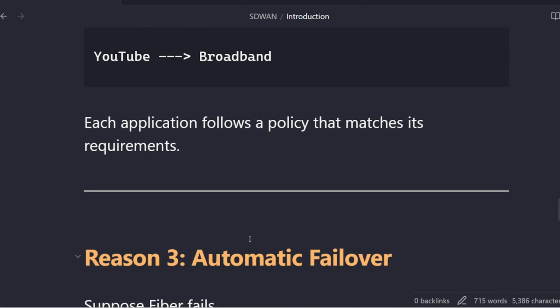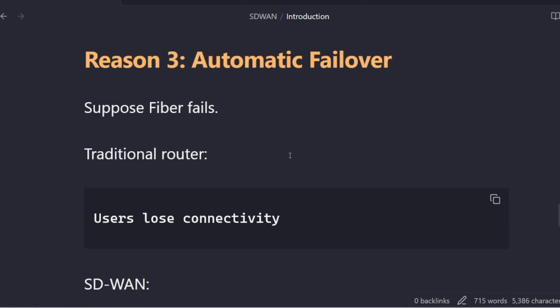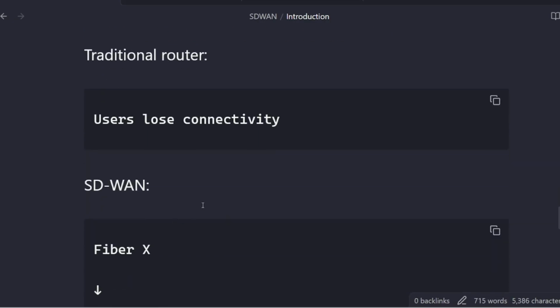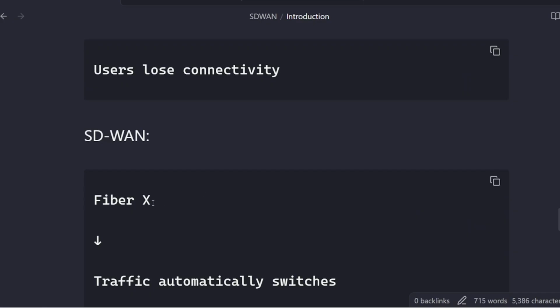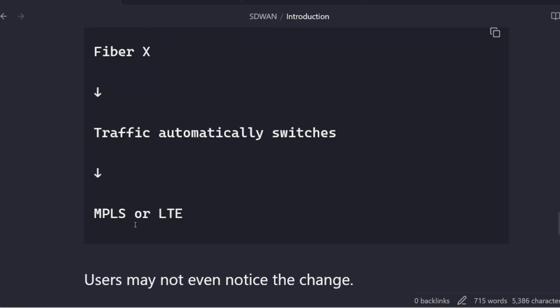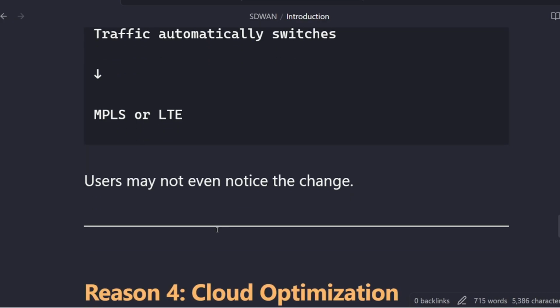Now, what is reason 3? Automatic failover. Let's suppose the fiber fails. In traditional routers, users lose connectivity. But in the case of SD-WAN, what happens? If fiber goes down, traffic automatically switches to MPLS or LTE. Users may not even notice the change. That's the beauty of SD-WAN.